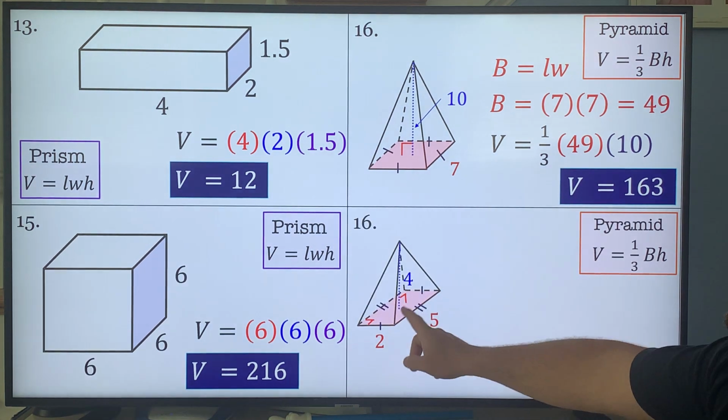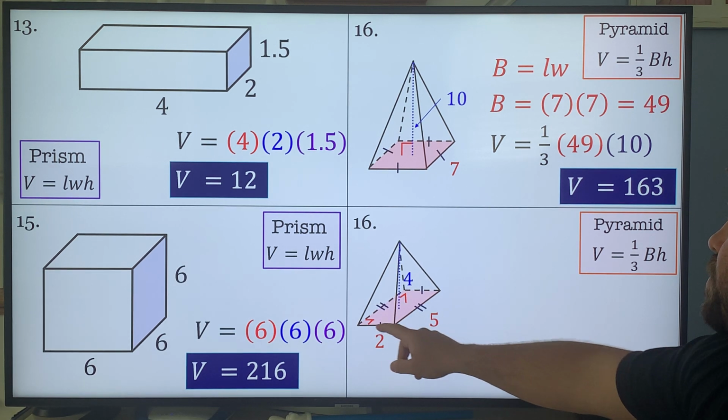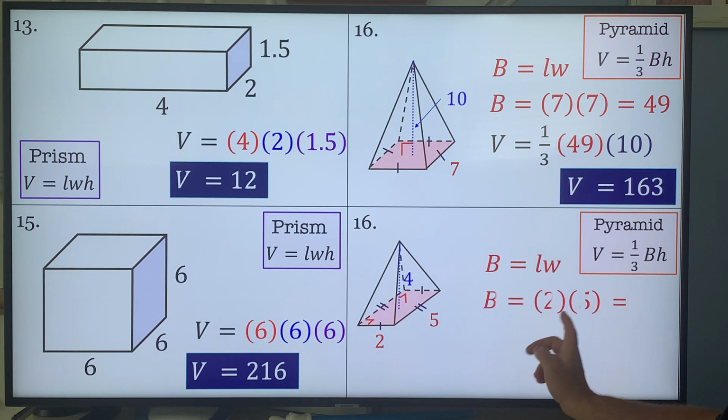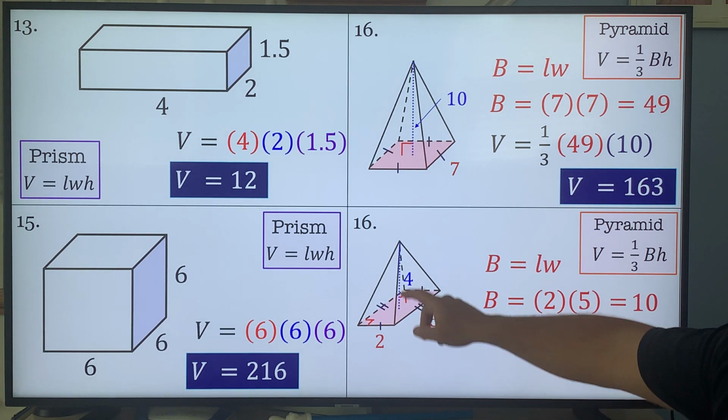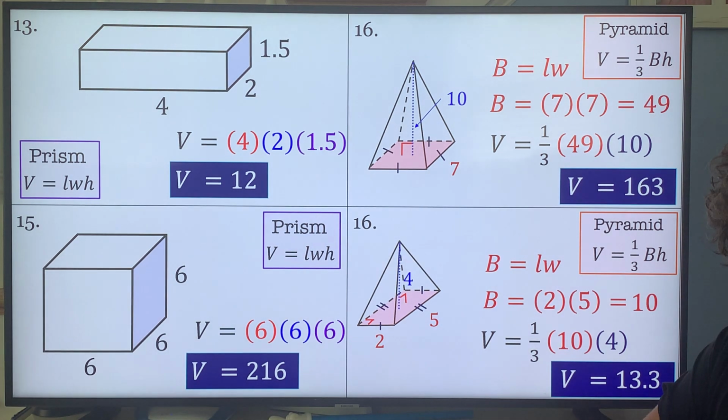16. Once again, this is a pyramid. The base is 2 and 5, because it's a right angle right there, it's a rectangle. The base is 10. The height, distance from here to here, is indeed 4. So 1/3 of 10 times 4 is 13.3 cubic units. All right? Not too terrible, right?